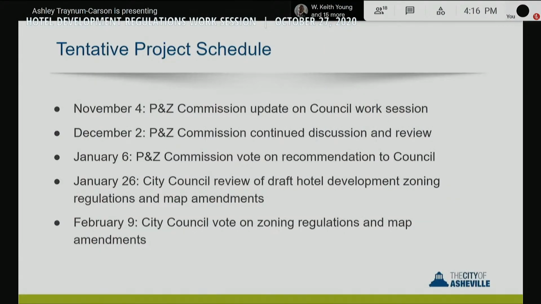Thank you. So the tentative project schedule, I mentioned before that staff would present an update to the Planning and Zoning Commission on November 4th. We would also present some updates to the Downtown Riverfront Commissions.